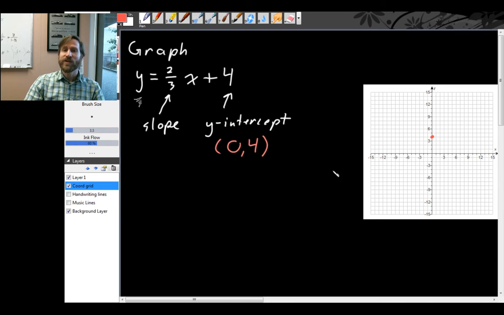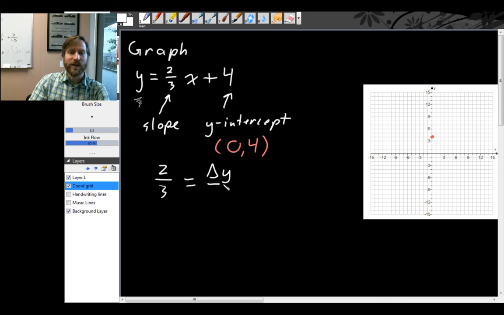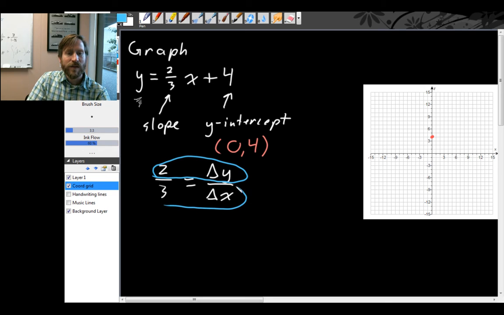All right. Now that we have one point that we know is on our line, what we're going to do next is use the slope to move from this point to another point. So if we take our slope, it's 2/3. Remember, slope is rise over run, or delta y over delta x. So one way of interpreting this slope, 2/3, is that 2 is equal to delta y, and 3 is equal to delta x.